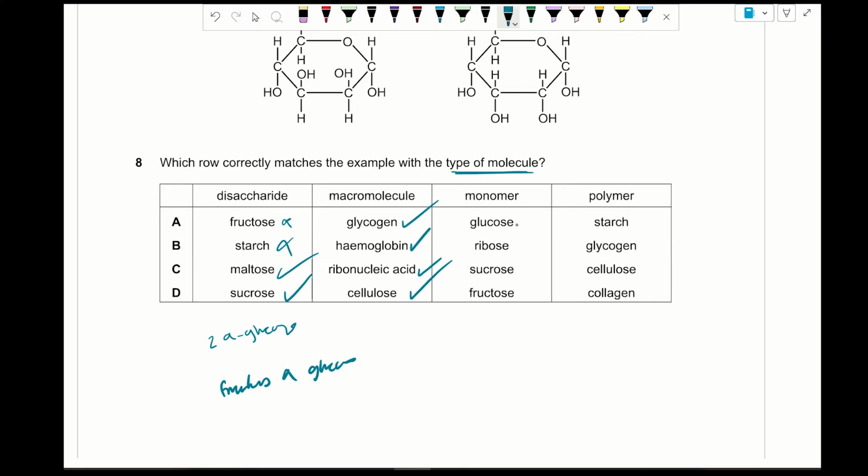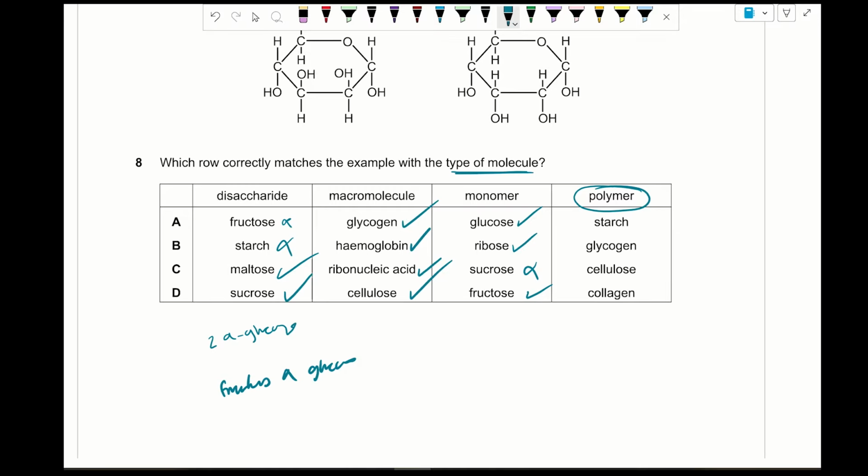Monomers. So glucose is a monomer because it's one subunit. Now ribose is also one unit, so it is a monomer. Sucrose, we just mentioned that it's a disaccharide, so it's not a monomer. And fructose is a monomer, so this is correct.